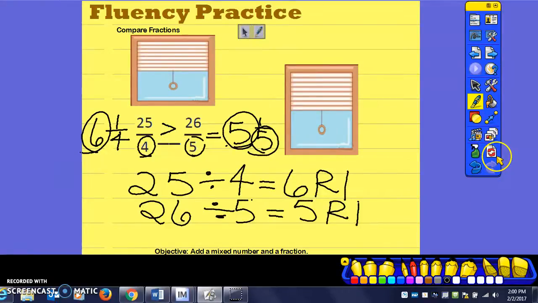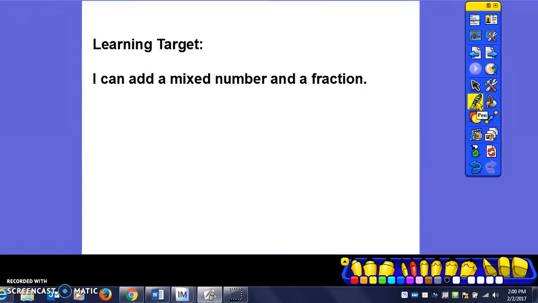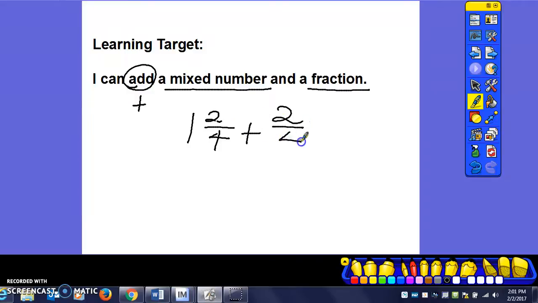Okay, go ahead and erase your whiteboards. Let's look at our learning target for today. It says, I can add a mixed number and a fraction. So we know we're going to be adding today a mixed number and a fraction. So for example, write a mixed number on your board. And then add a fraction to that. So you might have written, any mixed number is a whole number and a fraction, so 1 2/4 plus a fraction, 2/4.